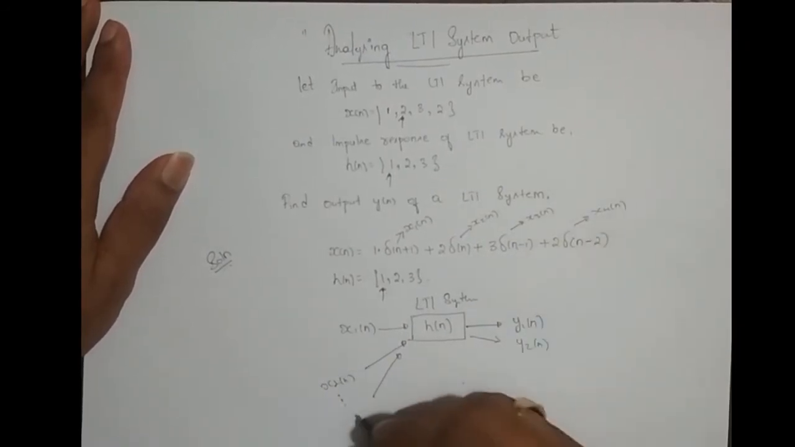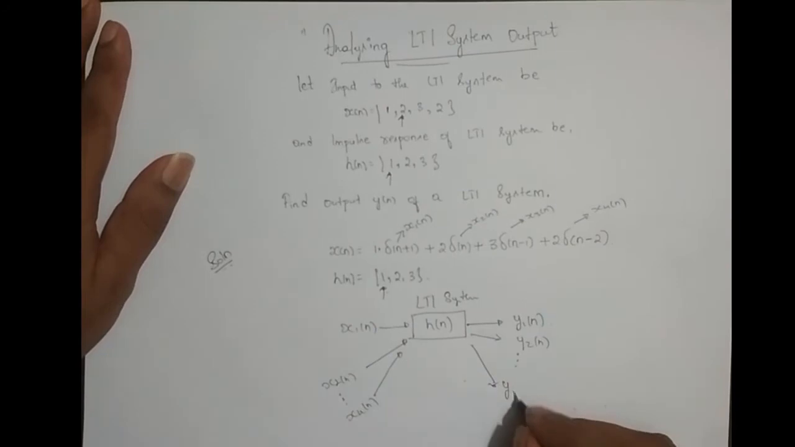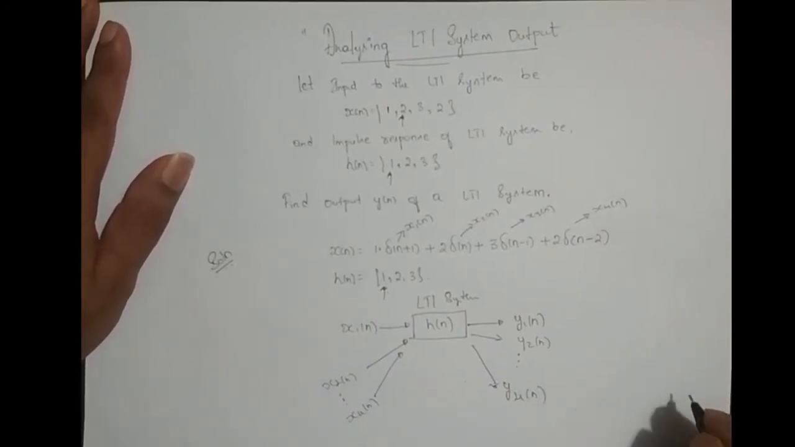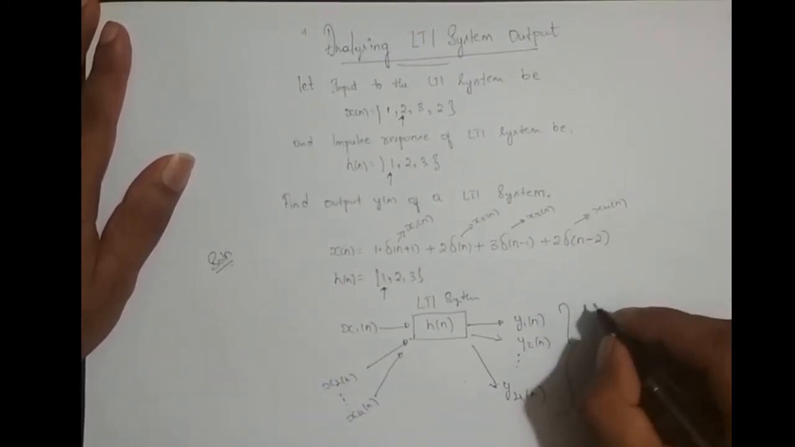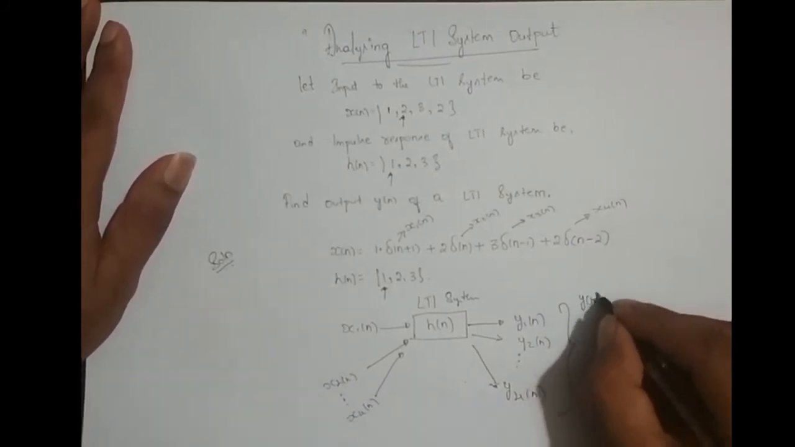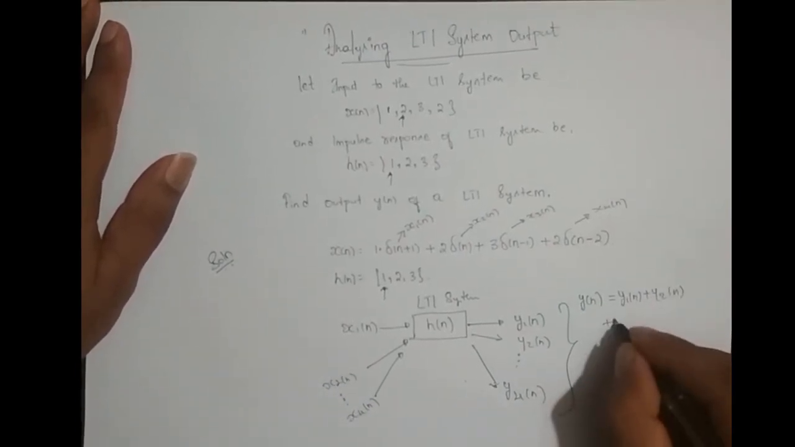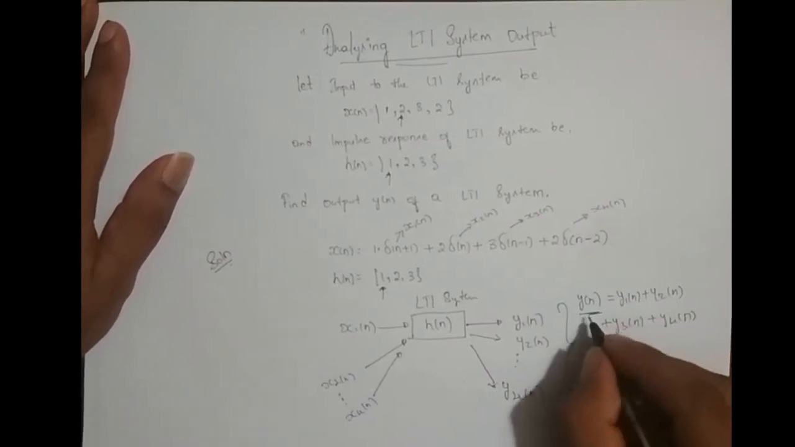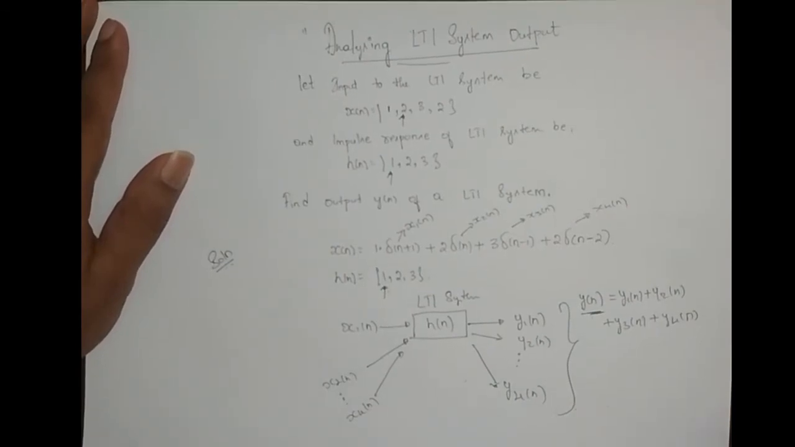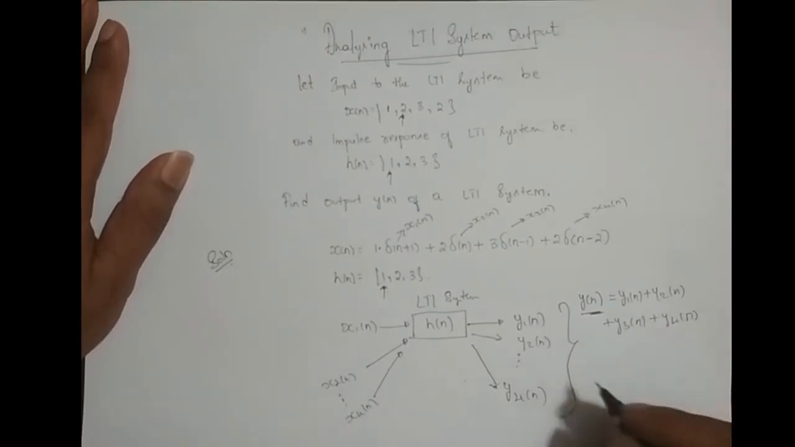And for the same system we feed up to x4 of n, and we try to find the last output, which is y4 of n. At the end we add these individual output sequences, which gives our y of n, equal to y1 of n plus y2 of n plus y3 of n plus y4 of n. So this y of n will be our output of the LTI system. Okay, so we'll take up this problem in the next video.